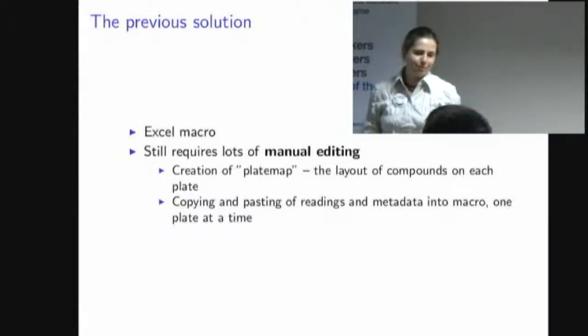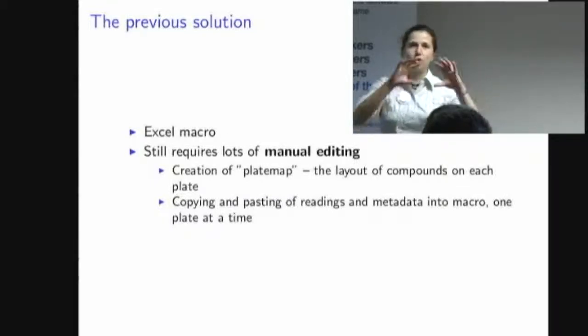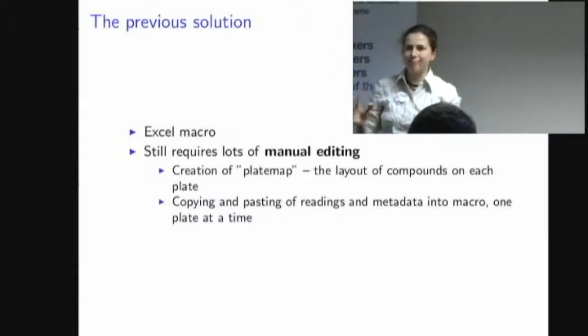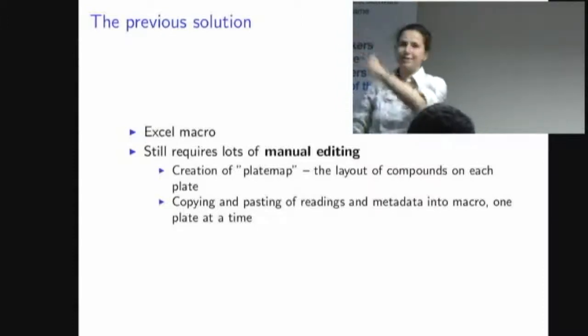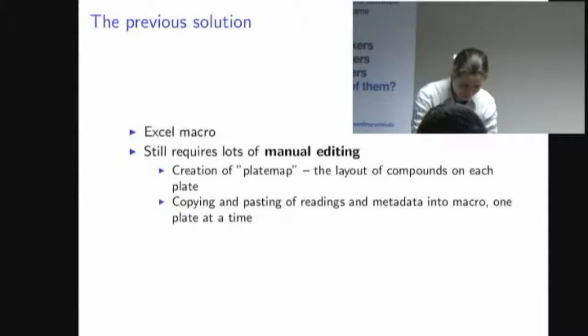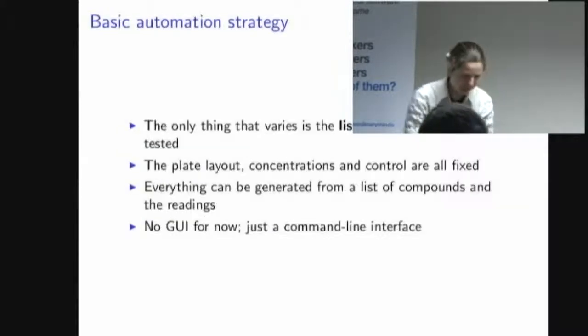So the researcher would still have to do a lot of manual editing. She would essentially copy and paste one plate at a time, first the data, and then copy and paste the stuff from the metadata file, and then push a button, and the macro would magically produce one plate's worth of data. And she had to repeat this for every single plate, which is really not very automated at all. So we can do better than this with a script.